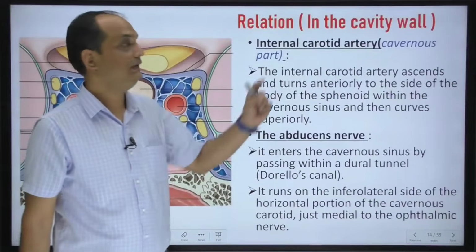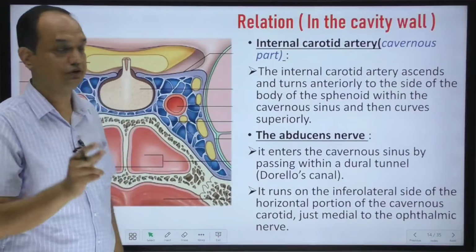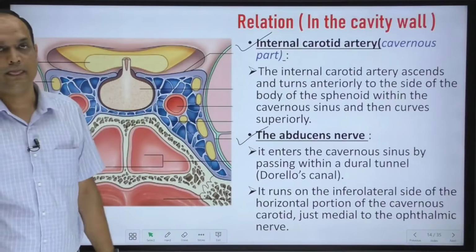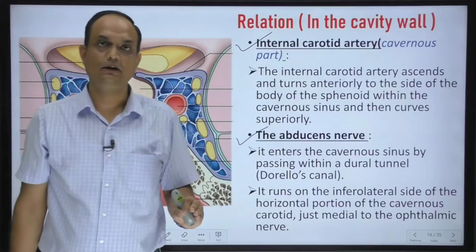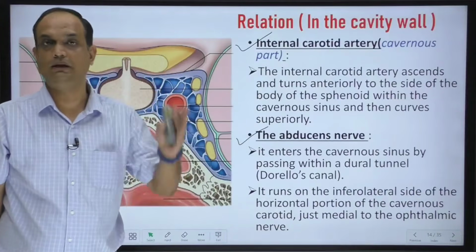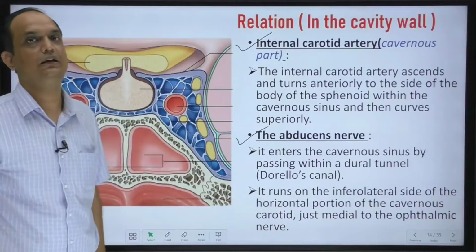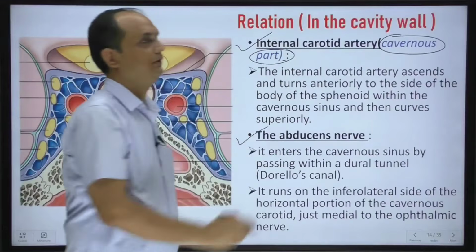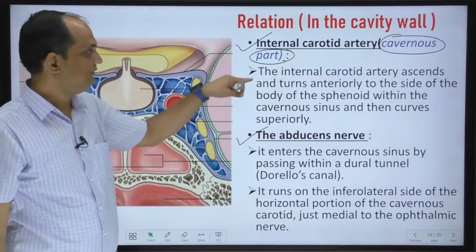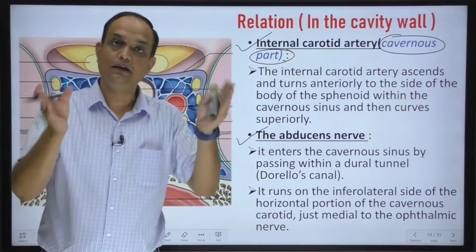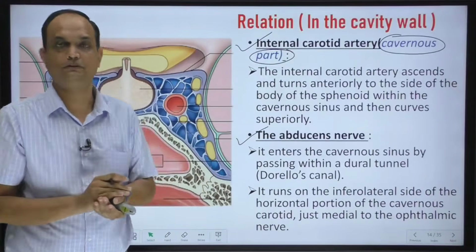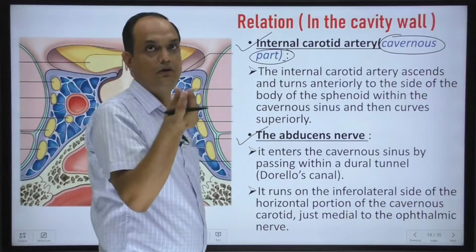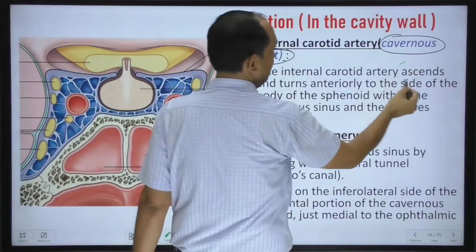Now what are the relations in the cavity? In the cavity you will have two structures, the internal carotid artery and the sixth cranial nerve, that is the abducens nerve. Now the internal carotid artery is divided into multiple parts, but when we are talking inside the cranial cavity, in relation to the cavernous sinus, the part is known as the cavernous part of the internal carotid artery. This cavernous part is present in the cavernous sinus on the side of the body of the sphenoid.